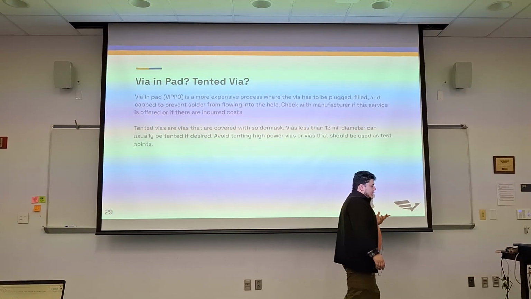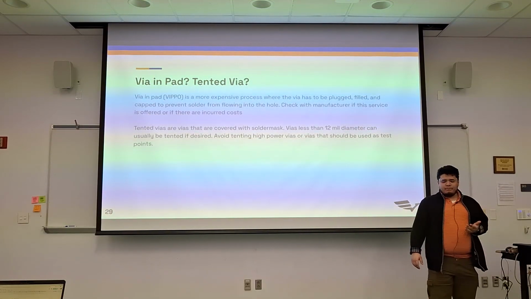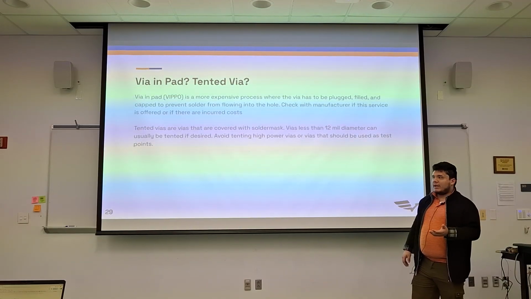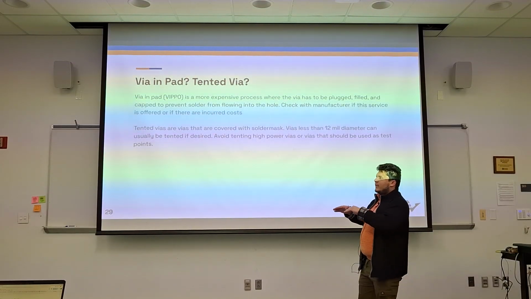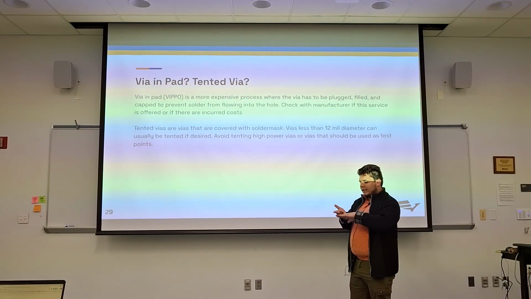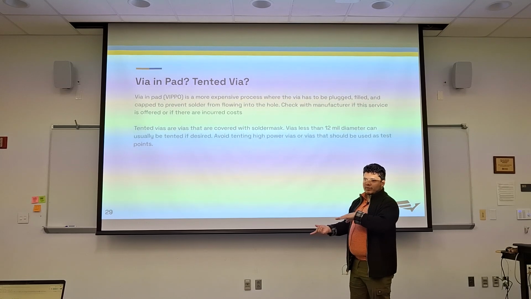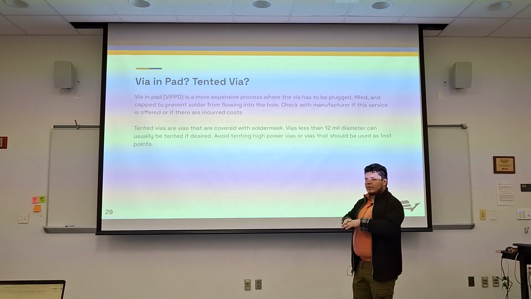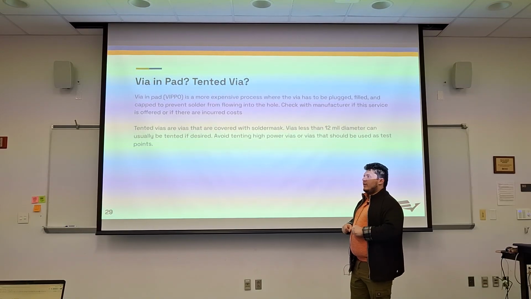The one time I would recommend tenting vias is if you have a lot of silkscreen, because solder mask basically covers exposed copper, right? If you have a solder mask clearance, then you have exposed copper. You cannot put silkscreen over exposed copper. And so if you have a lot of silkscreen, like other designs and whatnot, and you have a lot of vias around, then your silkscreen is going to get all messed up.